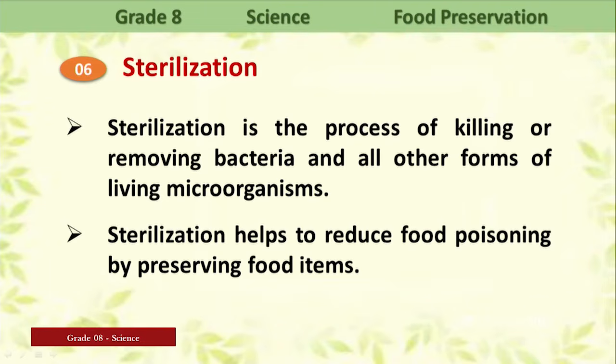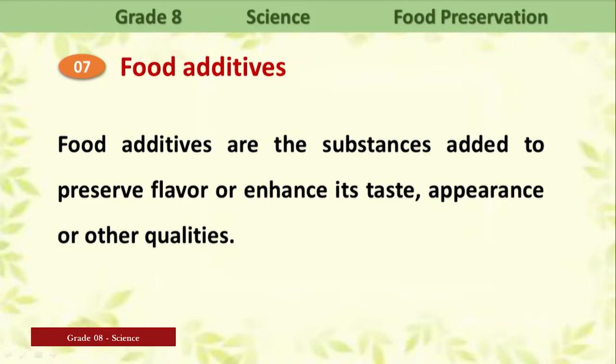Sterilization helps to reduce food poisoning by preserving food items, right? I told you earlier, consumption of bad or spoiled food can lead to severe food poisoning. It is prevented by sterilization as all the pathogenic organisms are destroyed in the process of sterilization. Right. Now, I am going to explain to you about food additives.